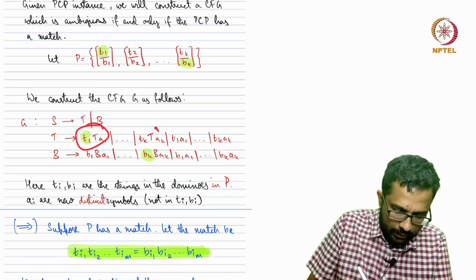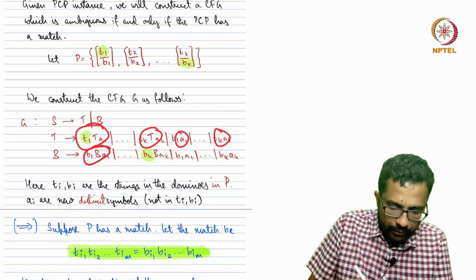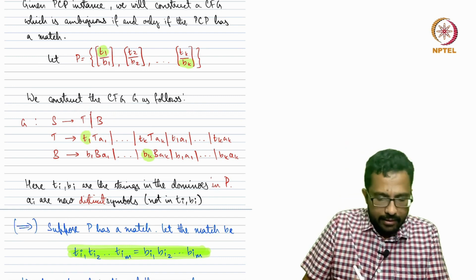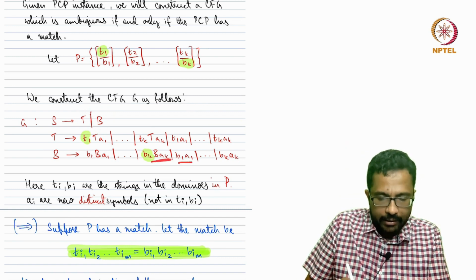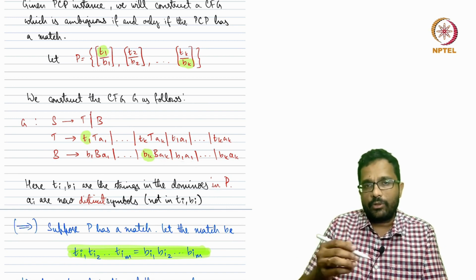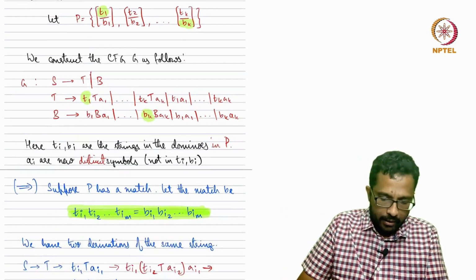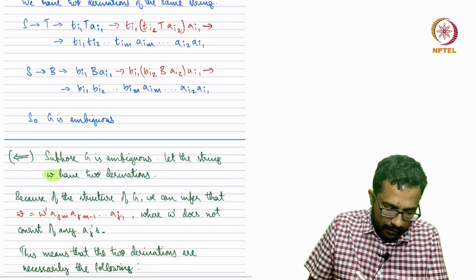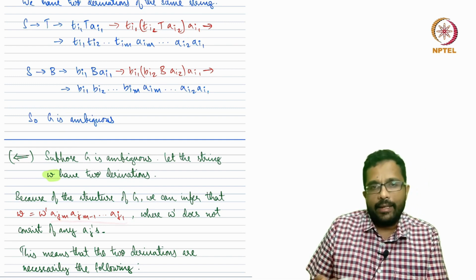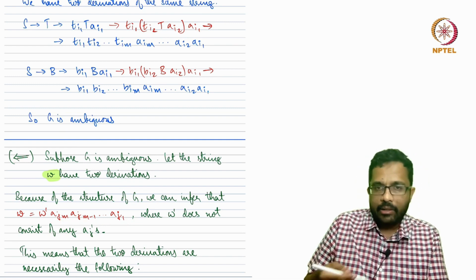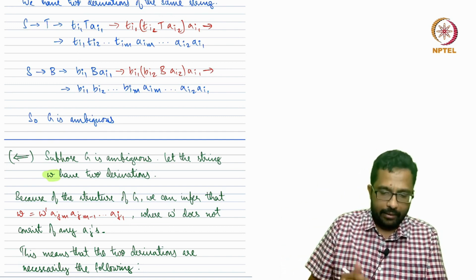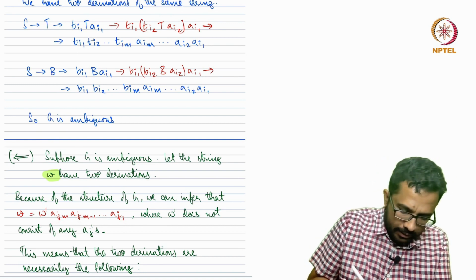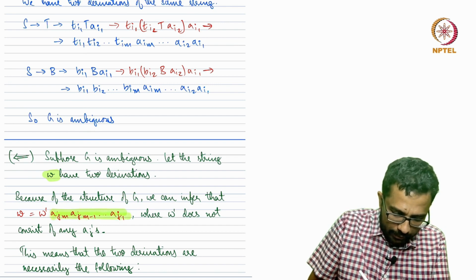Whichever rule we apply, any rule other than the first step of the derivation where S gives T, B, involves the creation of a1, a2, a3, up to ak, something. One of these ai's should be produced at the end. So because of the structure of the grammar, we may assume that the string ends with a string of a's. The a's do not come in between; they only come at the end. So let the string of a's be ajm, ajm minus 1 up to aj1, right?